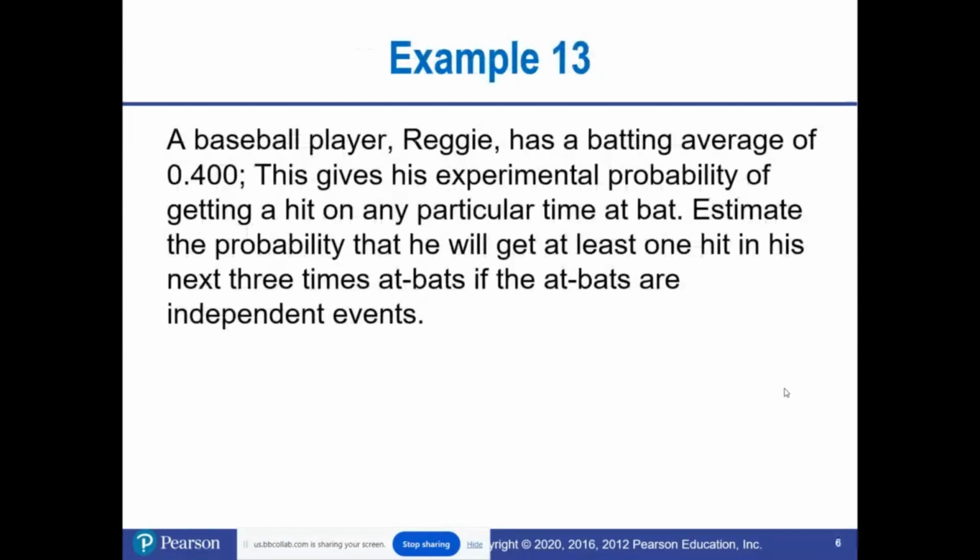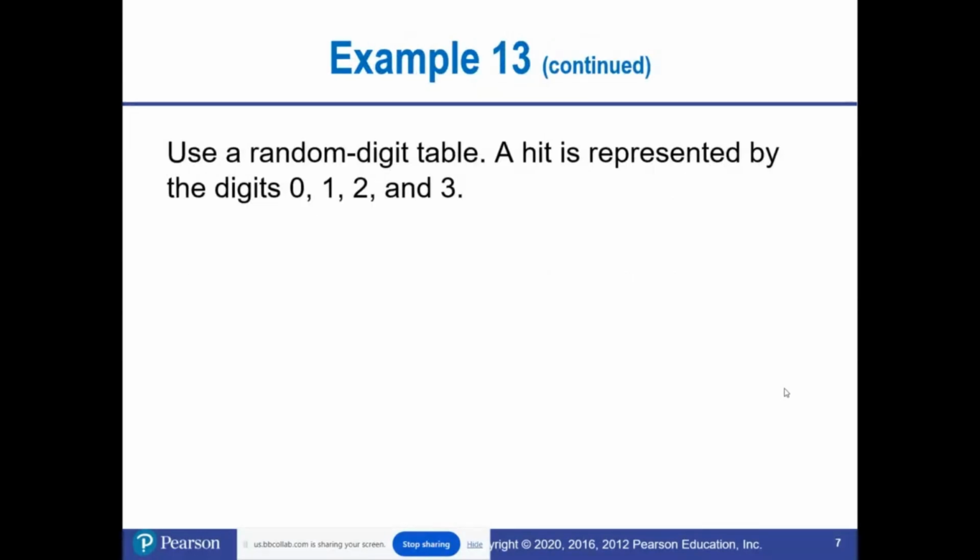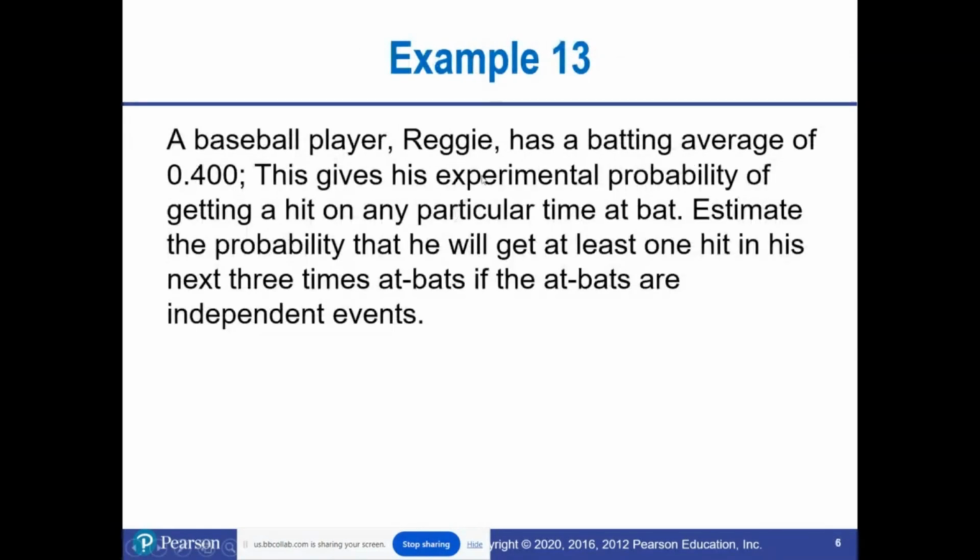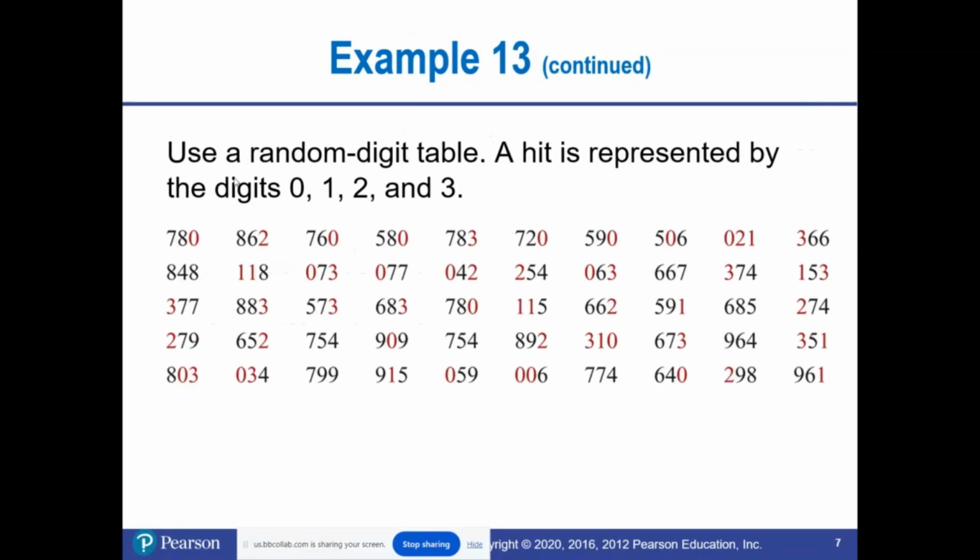Since his batting average is .400, you're going to say the digits 0, 1, 2, and 3 represent a hit, and then 4 through 9 would represent not a hit. So we're using 0, 1, 2, 3 because his batting average is .400. We'll use 4 digits to represent a hit, and the other 6 digits represent not getting a hit.